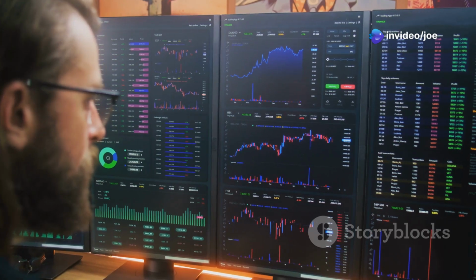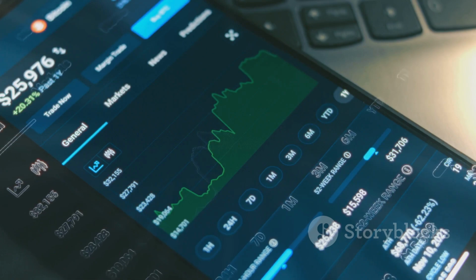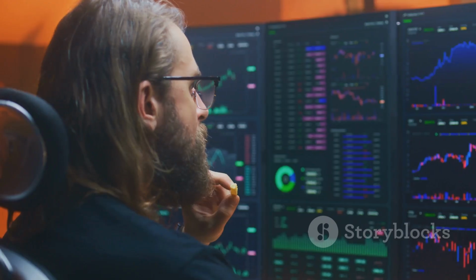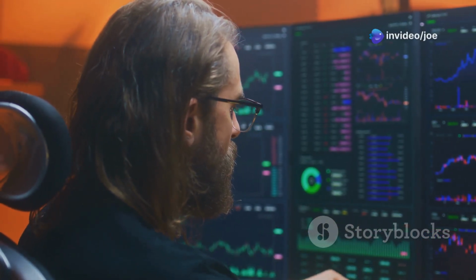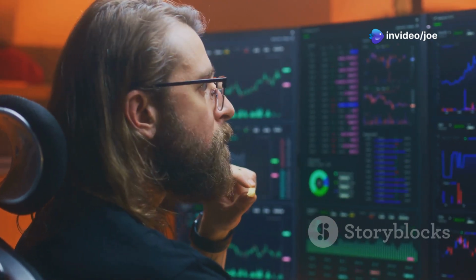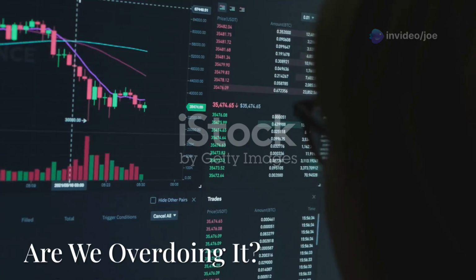Keep in mind, though, that no indicator is perfect. Moving averages are lagging indicators, meaning they're based on past price data. So while they can be incredibly helpful in identifying trends and potential support and resistance levels, it's crucial to use them in conjunction with other indicators and your own analysis.